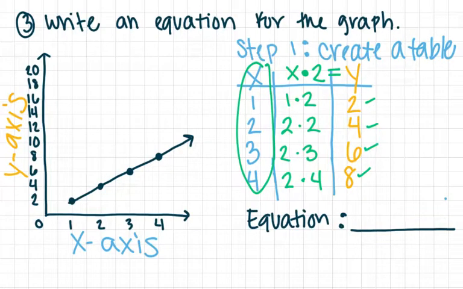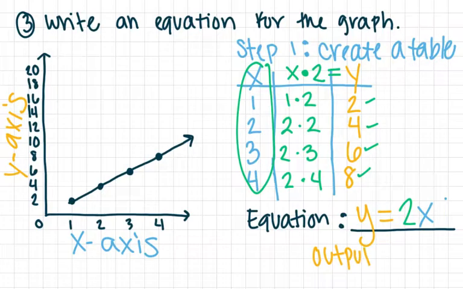So I'm going to clean this up and write my final equation. My final equation is going to be y equals, because remember an equation has an equal sign, 2 times those x values. And I can write that as 2x. 2x is the same as x times 2 or 2 times x. So again, what we just wrote here in words is our output equals 2 times the input. That's what we're writing, but we're using symbols and variables to write that.